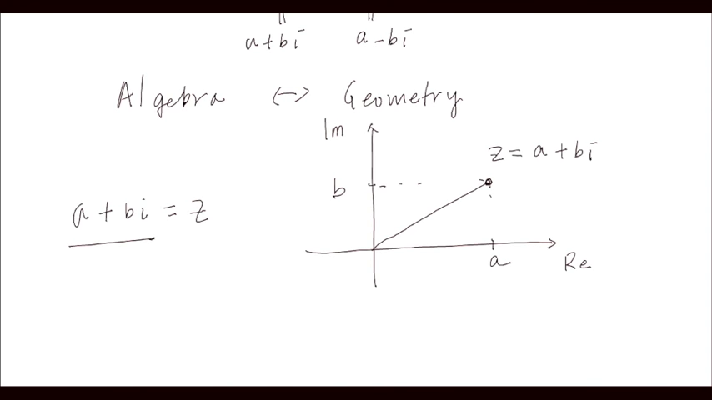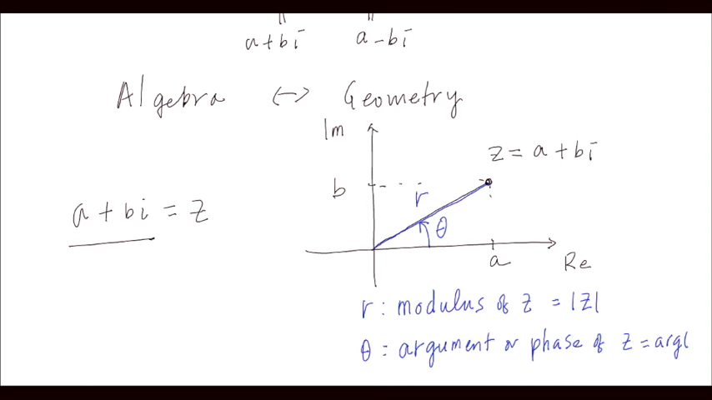So let's look at this picture in more detail here. There are two things which are important here. One is the size of this line. That is called the modulus of z. So this length r is called the modulus of z, or we write it using this notation. And the angle between this line and the x-axis, the real axis here, we call it theta, and we name it the argument or phase of z, and we write it arg of z.